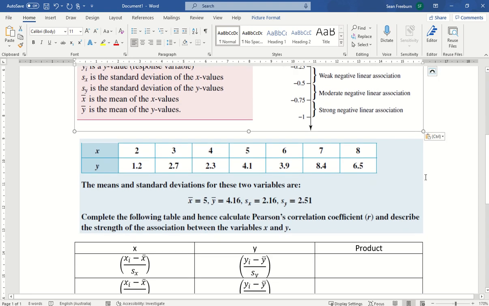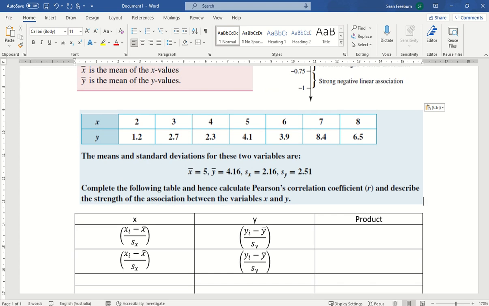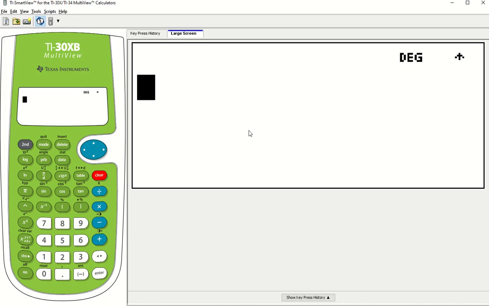Anyway, so the kind of question you might get would be something like this. We have a bunch of X values, a bunch of Y values, and we're asked to find Pearson's correlation coefficient, or R, and describe the strength of the association between these variables. So this question is nice enough to give us the average of X, the average of Y, the standard deviation of X, and the standard deviation of Y. But if the question didn't give me that, I could always determine that using my calculator.